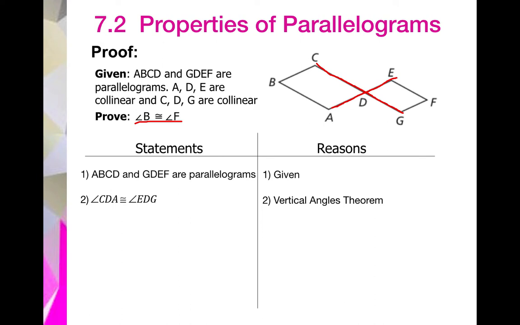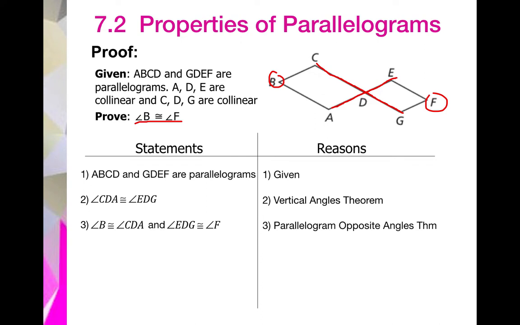Another thing that we can say is that, using the fact that opposite angles are congruent in a parallelogram, angle B here is congruent to its opposite angle, and F is congruent to its opposite angle. So because of the parallelogram opposite angles theorem, B is congruent to CDA, and EDG is congruent to F. Well, if you look, angle B is congruent to CDA, CDA is congruent to EDG, and EDG is congruent to F.